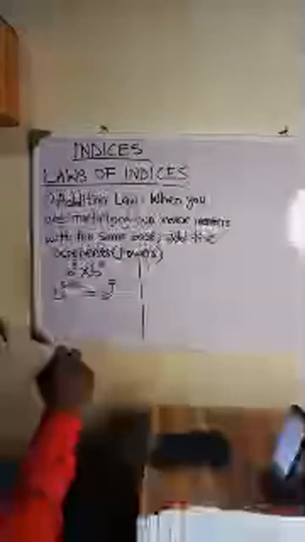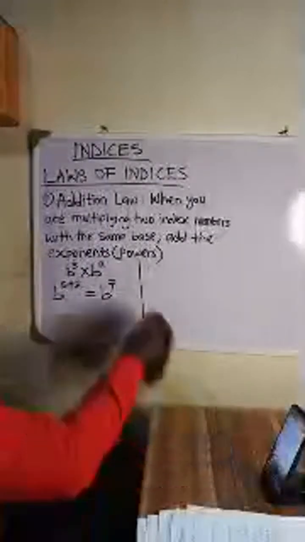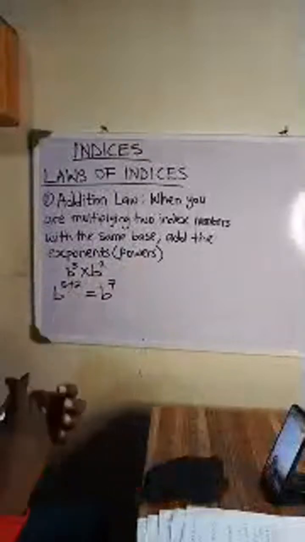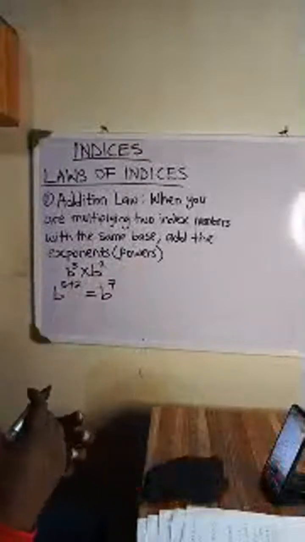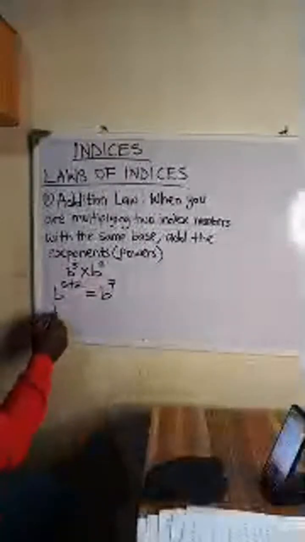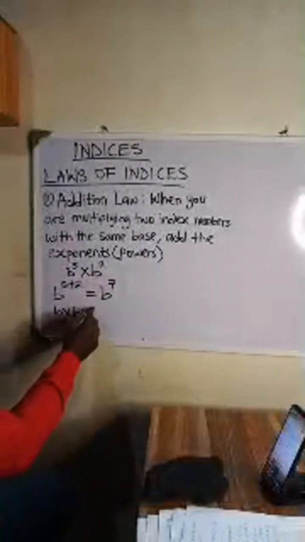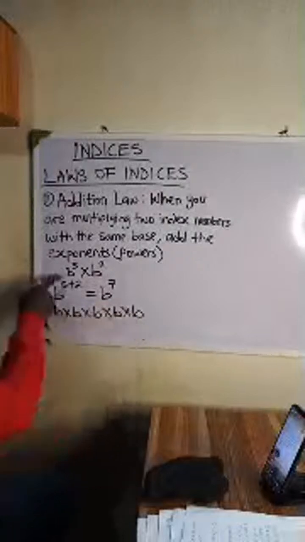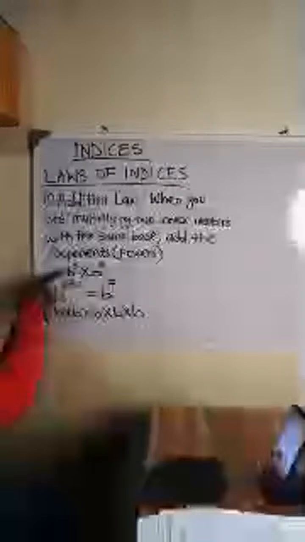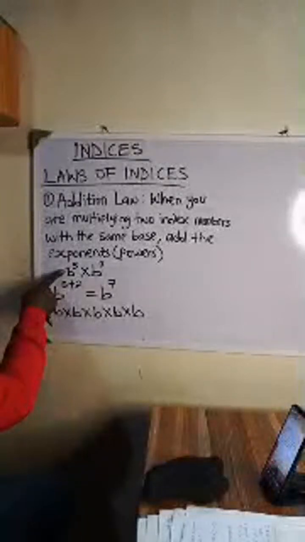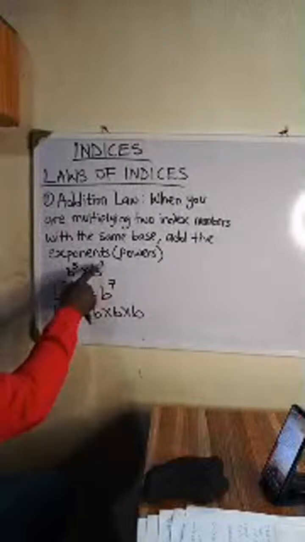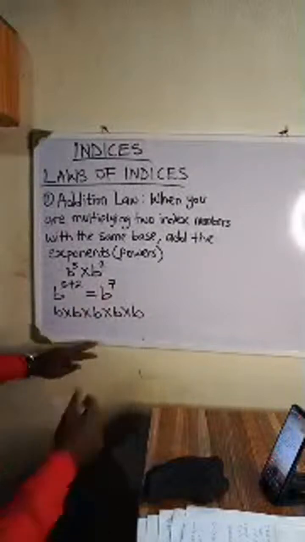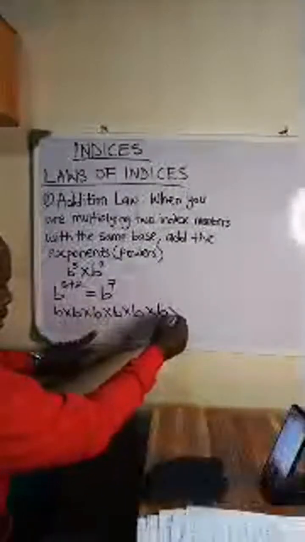If you write b to the power of 5, it means that b is multiplying itself 5 times. So b times b times b times b times b. This shows b to the power of 5. Then times b to the power of 2. b to the power of 2 means b is multiplying itself 2 times. So times b times b.